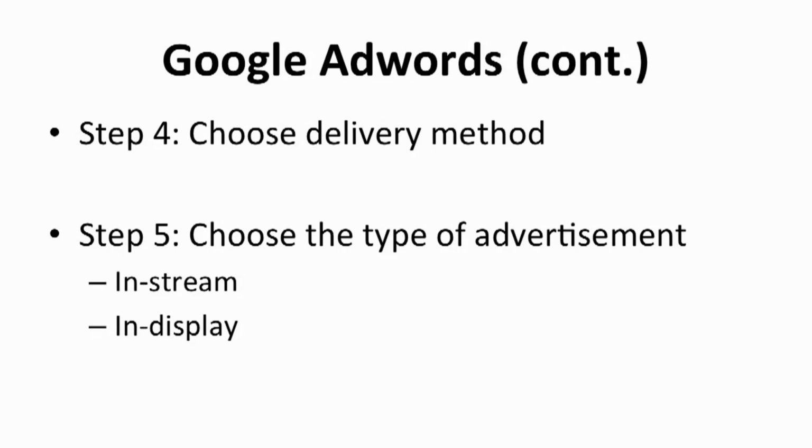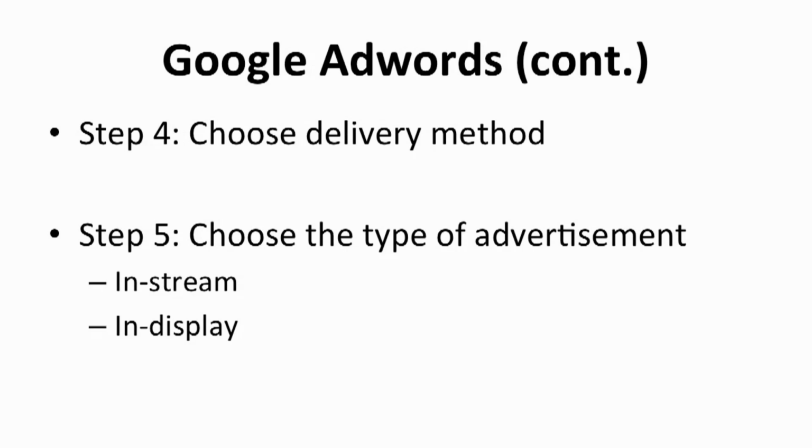The next step is to choose the type of advertisement you want for your video. There are 2 types of video ads, the in-stream and in-display video. The in-stream video ad plays before another video on YouTube. Viewers can choose to skip your ad after a few seconds, and you only pay if a viewer watches for 30 seconds or to the end of the ad, whichever comes first.